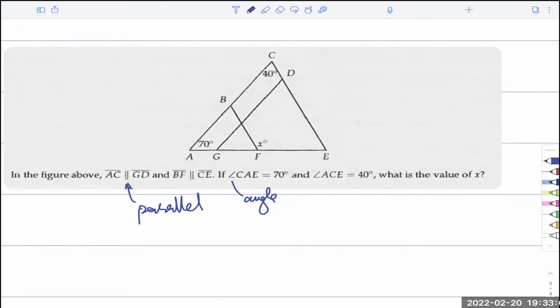So 70 plus 40. Exactly. So this angle is also 40, and then this x is 70 plus 40. The exterior angle is the sum of two interior angles.